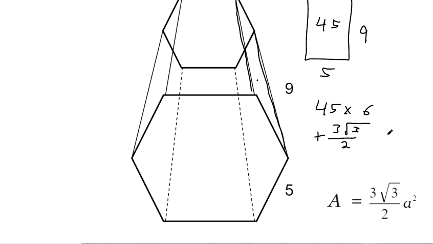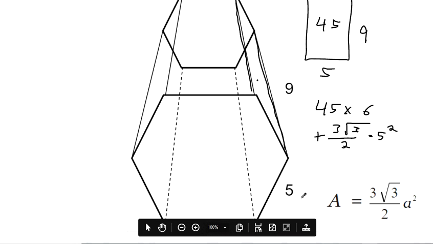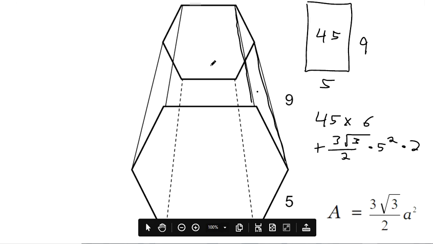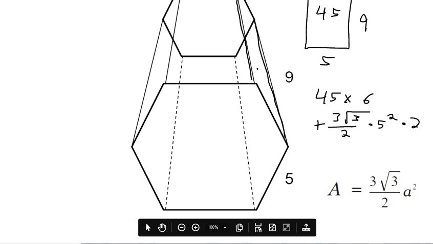Actually, here this is the area for one of those hexagons in the bottom. We got to multiply this by 2 because we have 2 of the hexagons. There's one up here and there's one down here.